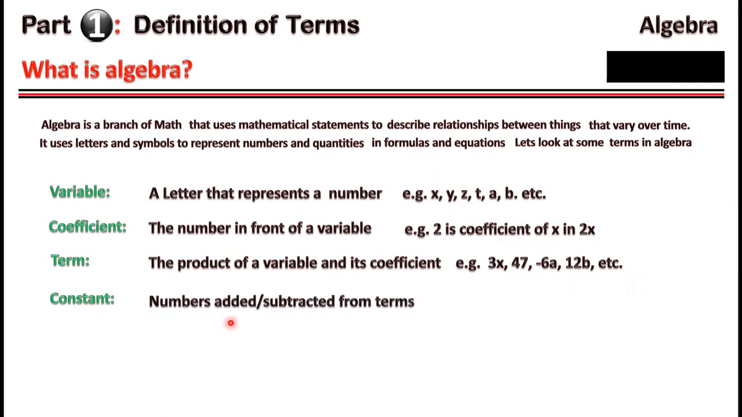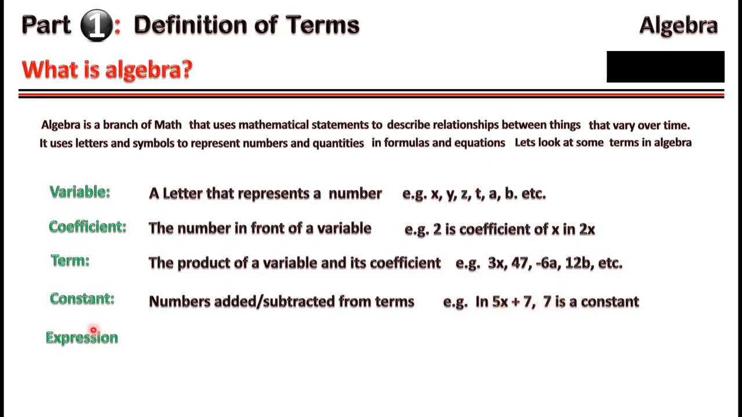Then constants are numbers that are added or subtracted from terms. The difference between a constant and a coefficient is that a coefficient is a constant that is in front of a variable, but a constant is a number that stands on its own. Okay, we are going to see that in an expression. So for example, here in 5x plus 7, 7 is a constant.